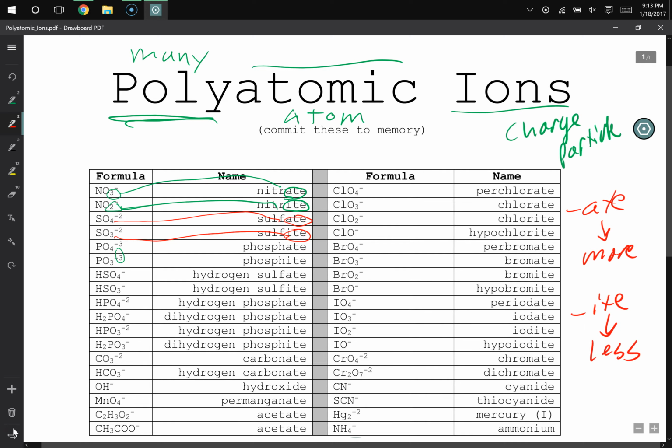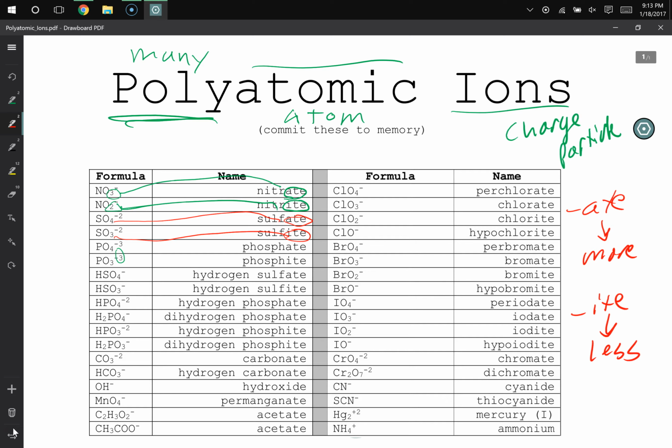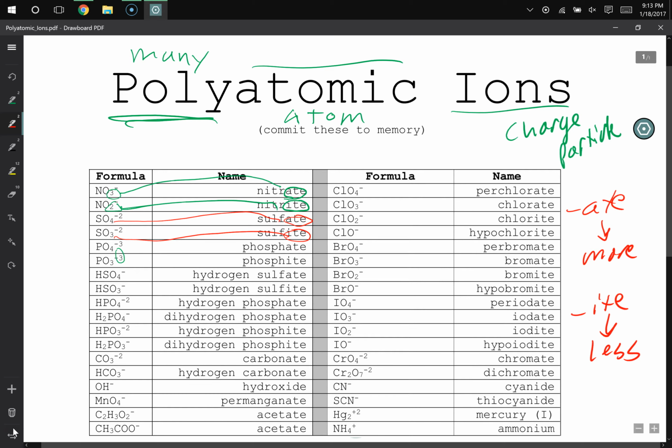More and less of what? It's oxygen. With all of these, we're talking about the number of oxygens. So I've got an atom that makes a polyatomic ion with oxygen in various numbers. All right, so when I look down here at this phosphate and this phosphite, the ate has one more oxygen than the ite does.